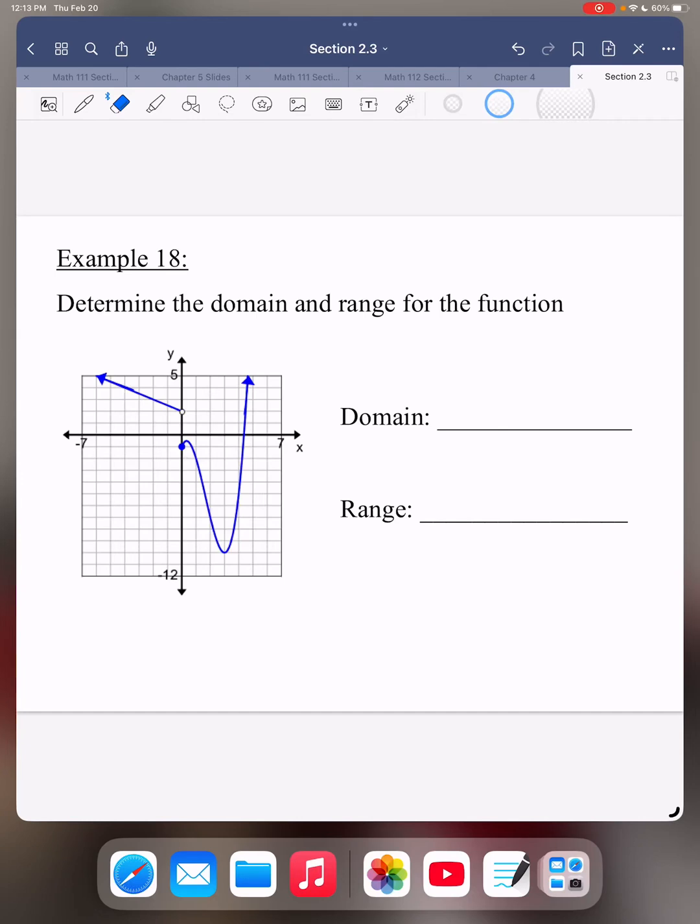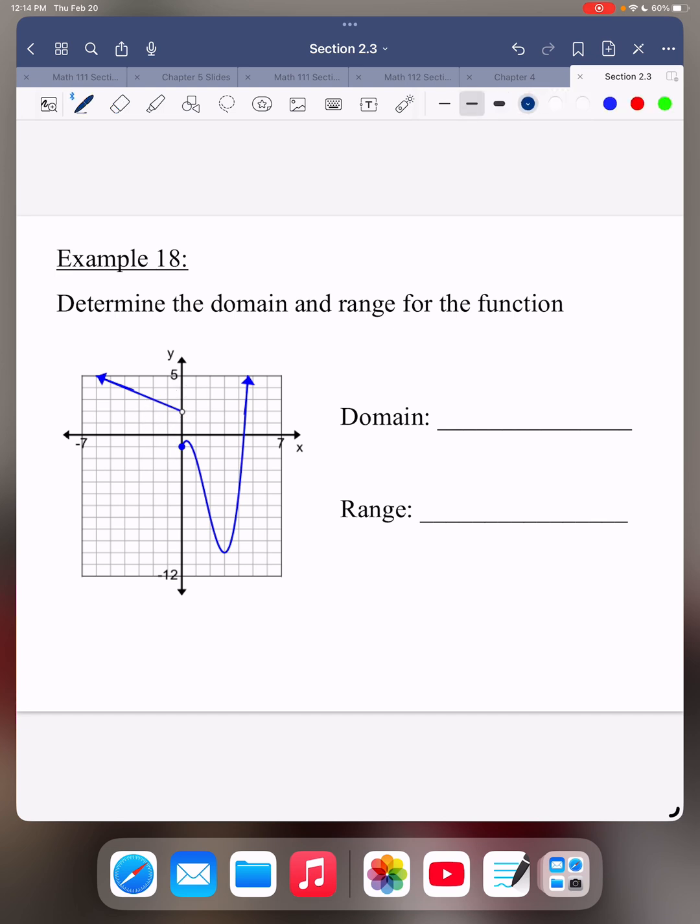In this example, things look a little funky because we have a noticeable hole and we also have a noticeable break in the graph where there's this separation. So let's see if this is going to pose an issue.